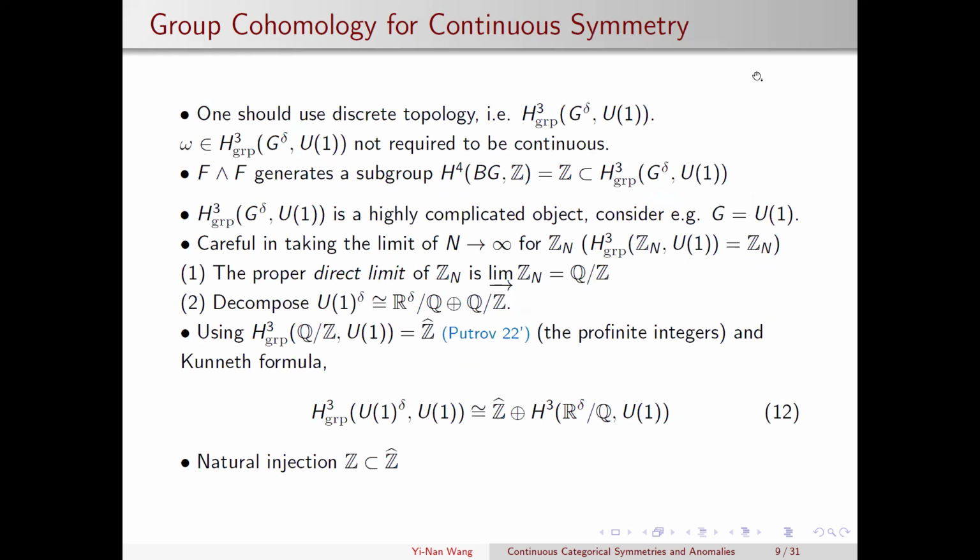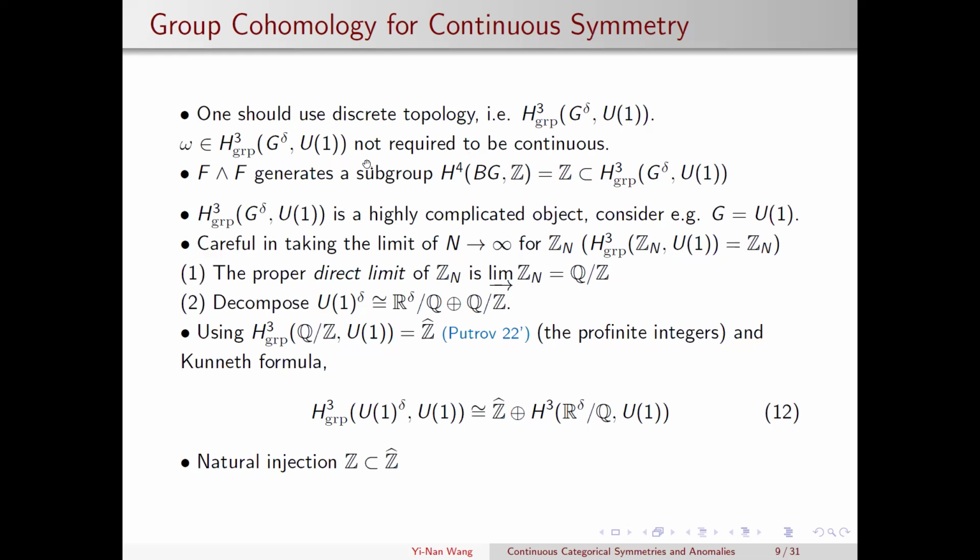So our answer is that we have to use the discrete topology. That is, we define a group cohomology for this discrete space called G delta, where G can be a Lie group like U1, but we just pretend that it's just a set. It has a trivial topology, in the sense that every subset is an open set in this G delta. And also the representative of the group cohomology is not required to be continuous. It can be a general discontinuous function.